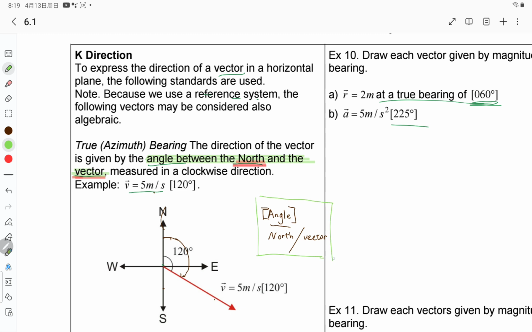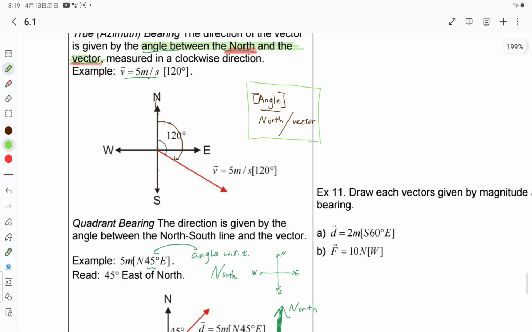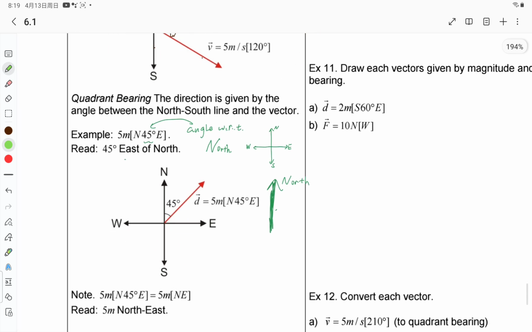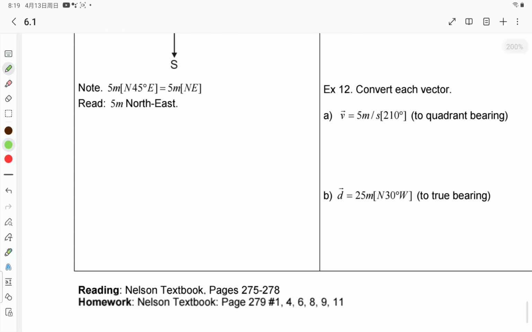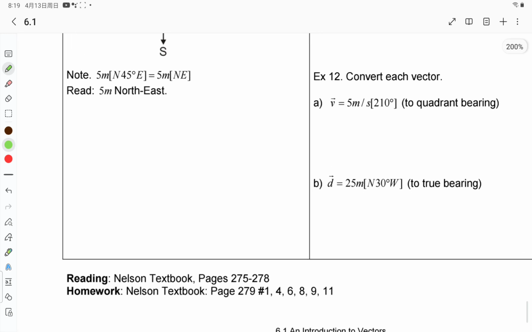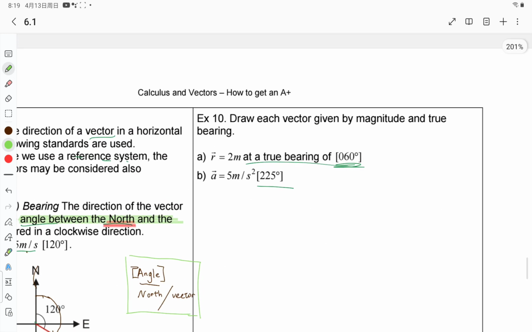It's basically just, if you miss the class, I want you to remember this. Yeah, and then the length is 5 meter per second. Okay. Yeah, so hope you have the patience to learn this. Okay, quadrant bearing. All right. Yeah, maybe you have learned this in your geography.